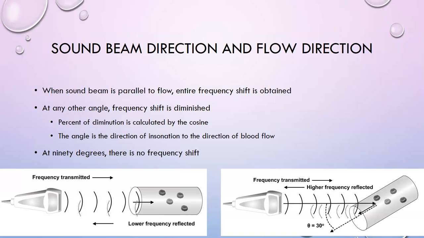So the sound beam direction and flow direction. When the beam is parallel to the flow, the entire frequency shift would be obtained. At any other angle, so any angle greater than 0, the frequency shift is diminished due to the cosine of that angle. The percent diminution is calculated by the cosine. The angle is the direction of insonation to the direction of blood flow. And at 90 degrees, there is no frequency shift. But again, we never measure Doppler shifts above 60.